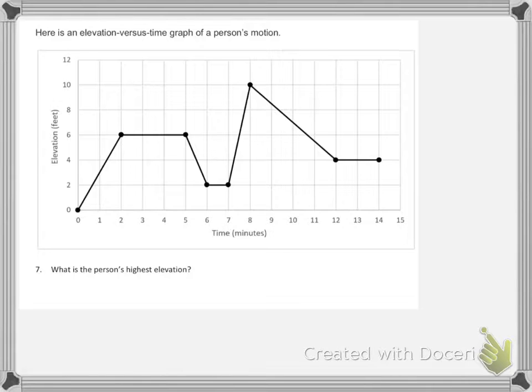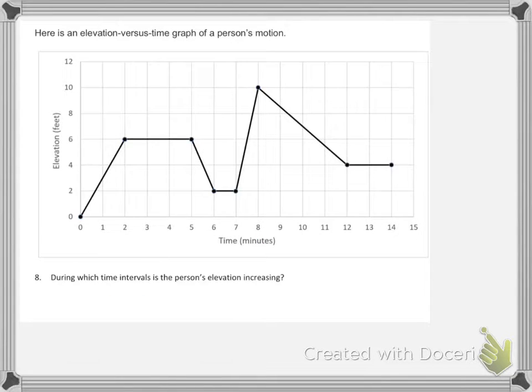Number 7. Here's an elevation versus time graph of a person's motion. What is the person's highest elevation? Well, the highest elevation would be the point on the y-axis that is the biggest, and that's this 10. So that point right there is the highest elevation, and it is 10 feet. And it happens at 8 seconds. So we can see at 8 seconds, we're at 10 feet of elevation.